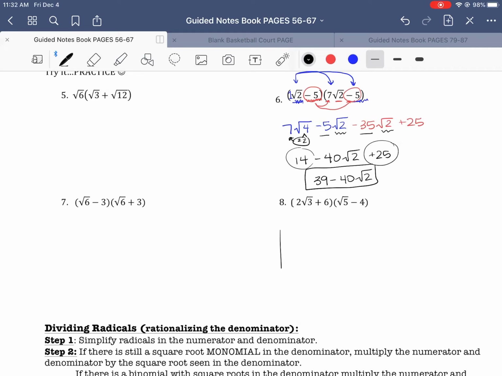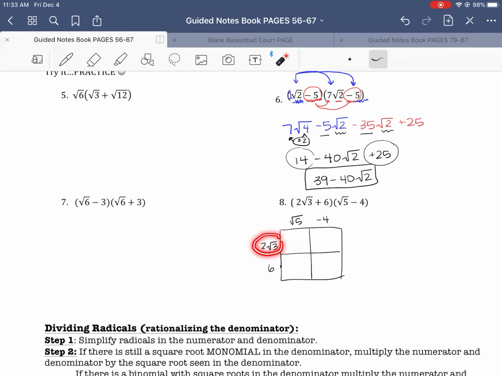So I'm going to jump to number 8. Those of you that like the box, or you just want to organize it in a box so you don't lose your radicals. Again, remember, we do 2 square root of 3. That's one term or one piece, and we would do 6. And then we do the other binomial across the top. Once we have that, then we go ahead and we multiply.